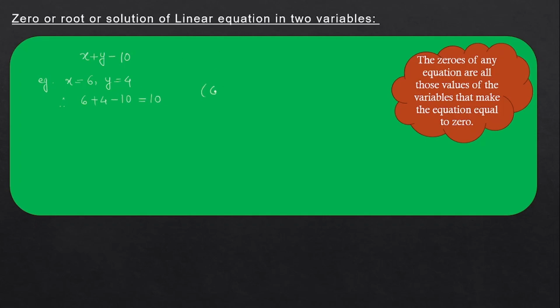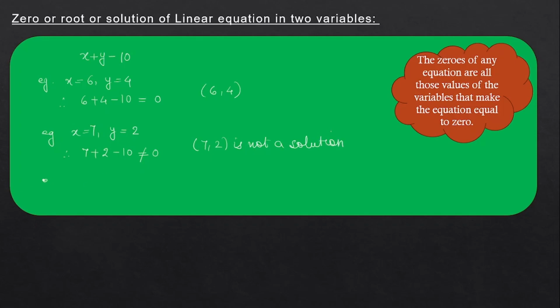So the pair 6 and 4 will be called a solution of x plus y minus 10. Let us see another example. x is equal to 7 and y is equal to 2. Here 7 plus 2 minus 10 is not equal to 0. Therefore, we can say 7 comma 2 is not a solution of this particular expression or linear equation in two variables.